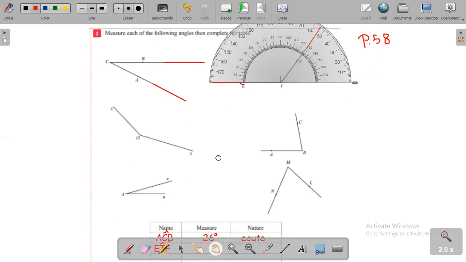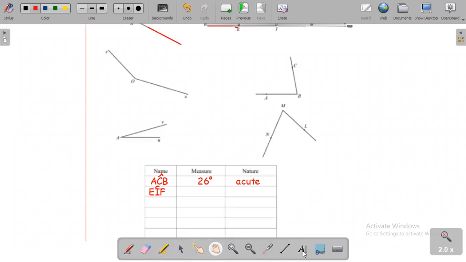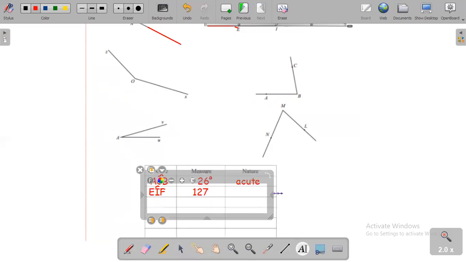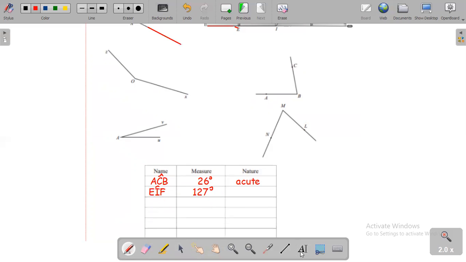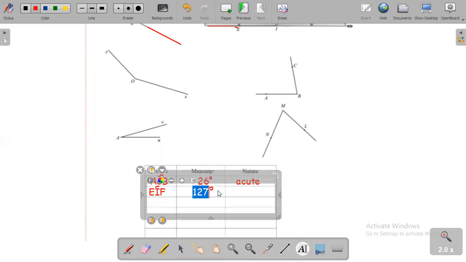Let's write the measure. 127 degrees. What is the nature of this angle? 127 is greater than 90 degrees. So the nature is obtuse. It is an obtuse angle.